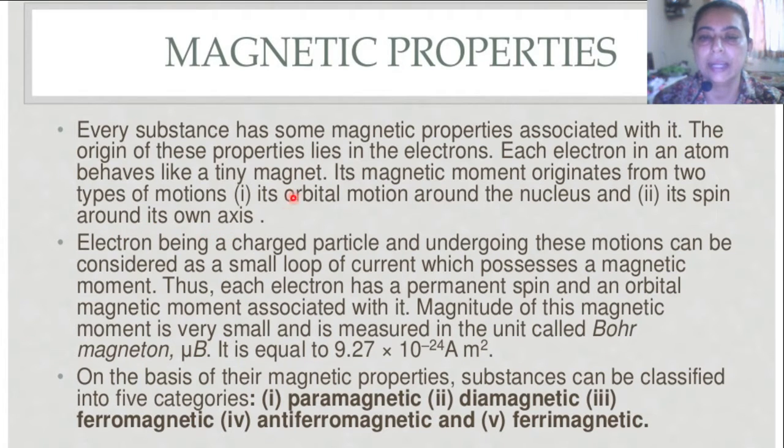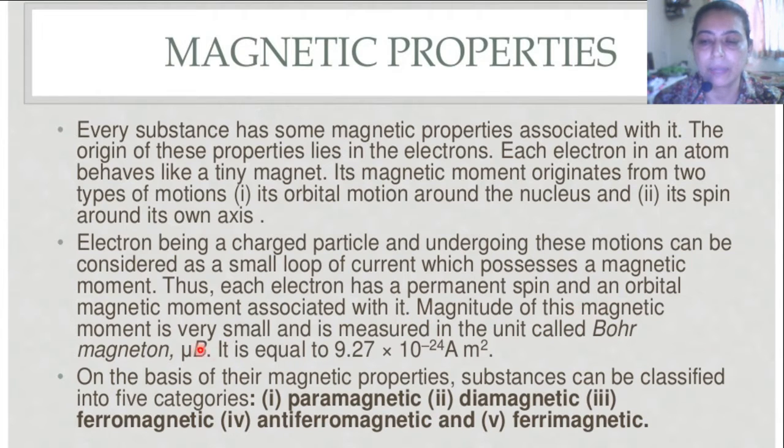Just now we have studied two types of motion. One is the orbital motion and the other is the spin, the motion on its own axis. Electron being a charged particle and undergoing these motions can be considered as a small loop of current which possesses a magnetic moment. Thus, each electron has a permanent spin and an orbital magnetic moment associated with it.